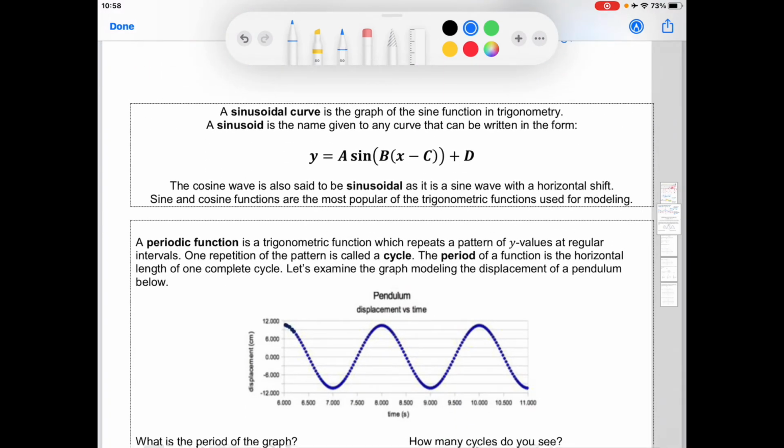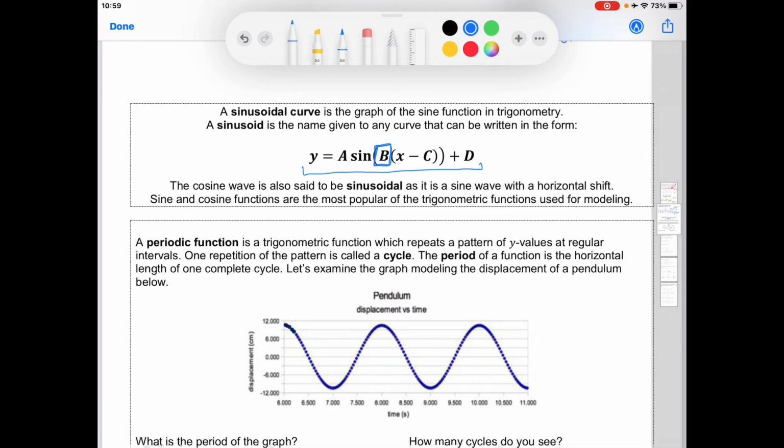So these have a special name. A sinusoidal curve is the graph of the sine function in trigonometry. A sinusoid is the name given to any curve that can be written in this form. You don't have to memorize this, but we will be talking about each letter every single day. The cosine wave is also said to be sinusoidal, as it is a sine wave with a horizontal shift. It is literally shifted 90 degrees. Sine and cosine functions are the most popular of the trigonometric functions used for modeling, meaning used in daily life. Today we are going to be focusing on our letter B in the sine function.